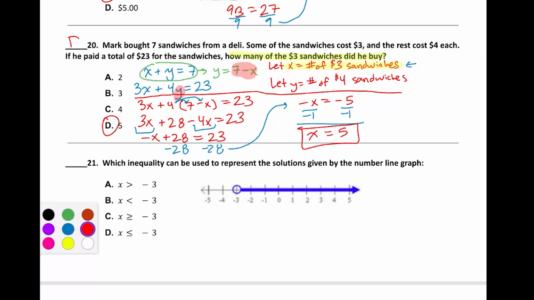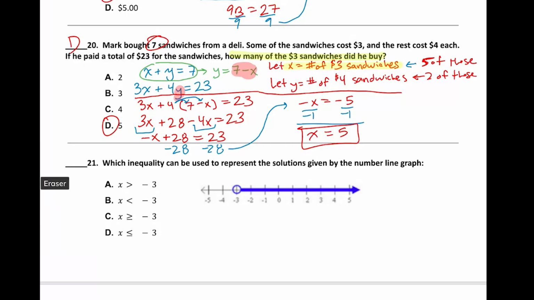So there are a total of 5 $3 sandwiches. Now, if there's a total of 7 sandwiches, you kind of get the y value for free here. If we know that there's 5 of the $3 sandwiches, there's 5 of these. That's a 5, not an S, by the way. That means there's got to be 2 of these, right? Because there's a total of 7. It doesn't ask for that, but just sort of FYI there.